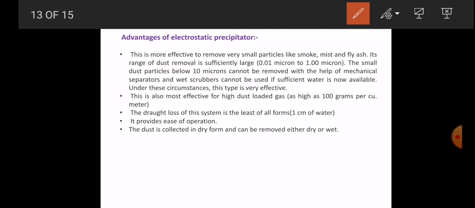It provides ease of operation. The dust is collected in dry form and can be removed either dry or wet, right? So the dust is collected in dry form and can be removed either dry or wet.